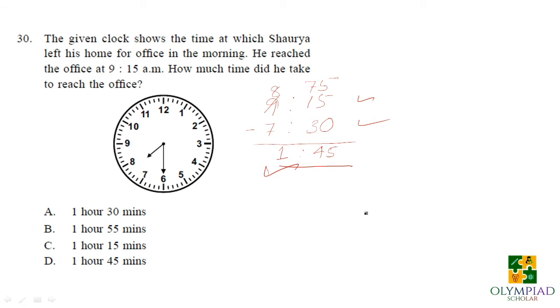But again, without doing these calculations, you can guess the answers. Now he is at 7:30, and 9:15 would be like 1 hour after. Suppose we add 1 hour, it will be 8:30, plus 30 minutes, 9 o'clock. Again 15 minutes, so 1 hour 45 minutes. By calculating in your mind, you can also get to the answer.